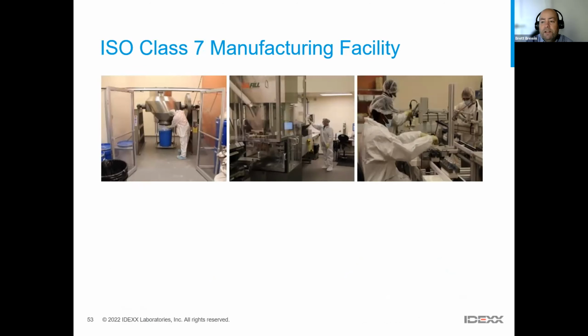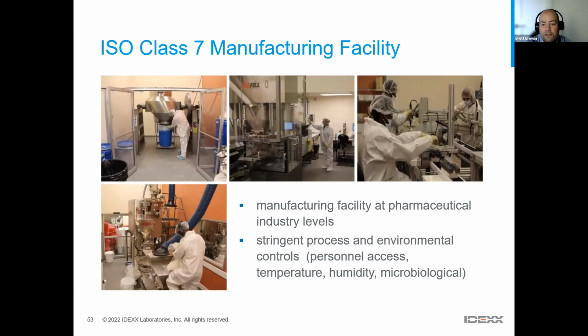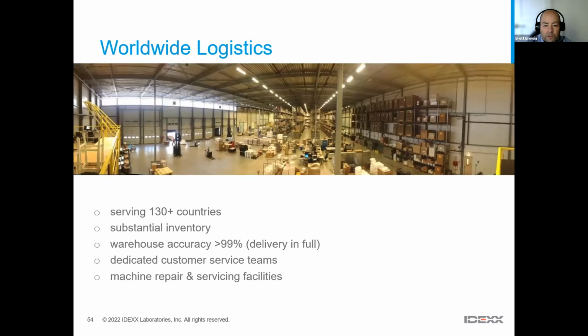Our manufacturing facilities are very high class, ISO class 7. This is pharmaceutical industry levels. We have very stringent processes for materials coming in and the product that goes out. We have very stringent controls over the environment. And so again, all of our products are manufactured to a very high specification. And in our worldwide logistics centers, we have 99% accuracy of delivery in full to customers. Typically, we can ship product within 24 hours and they will arrive at the destination within 24 hours.